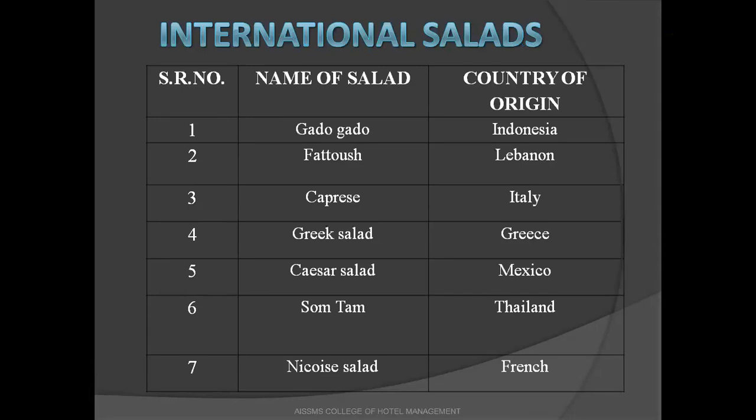So first one is a gado gado salad from Indonesia, then fattoush salad from Lebanon, then caprese from Italy, Greek salad from Greece, Caesar salad from Mexico, som tam from Thailand, and Niçoise salad from France.